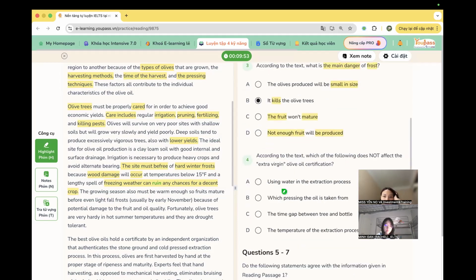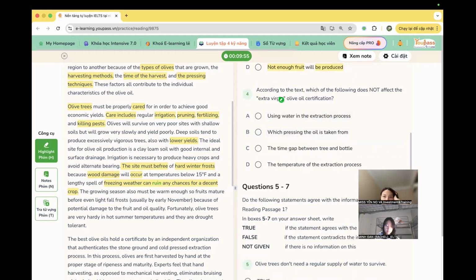Yeah. So when they mention extra virgin, something like certification: extra virgin olive oil certification, using water in the extraction process or pressing the oil, where the oil is taken from, the origins, the time gap between tree and bottles. That's not suitable. The temperature, that can make sense.